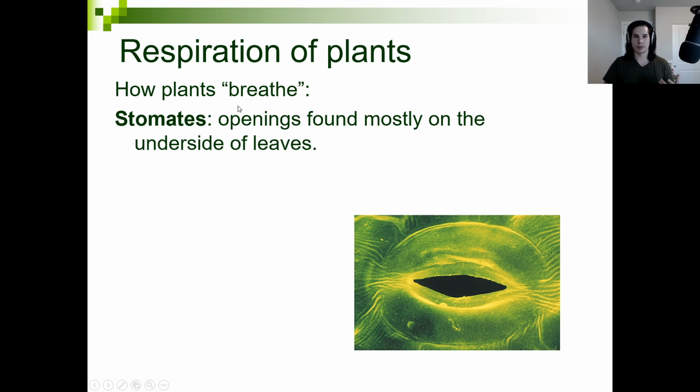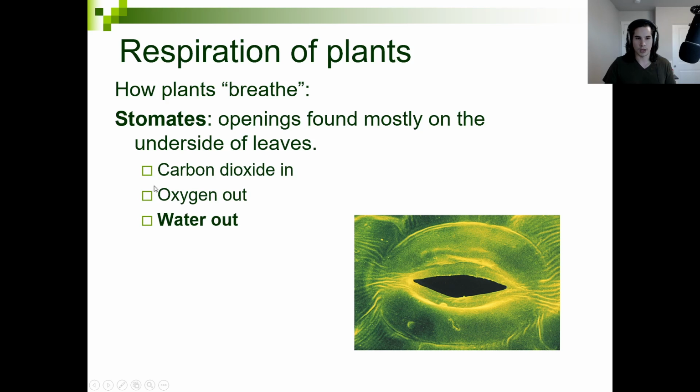So now let's talk about more of the macro stuff. So how do plants breathe? They've got these things called stomates, or openings found at the underside of leaves. Those are their pores, not stroma, but stoma, or stomates. And what they're doing is pulling CO2 in and letting oxygen out.